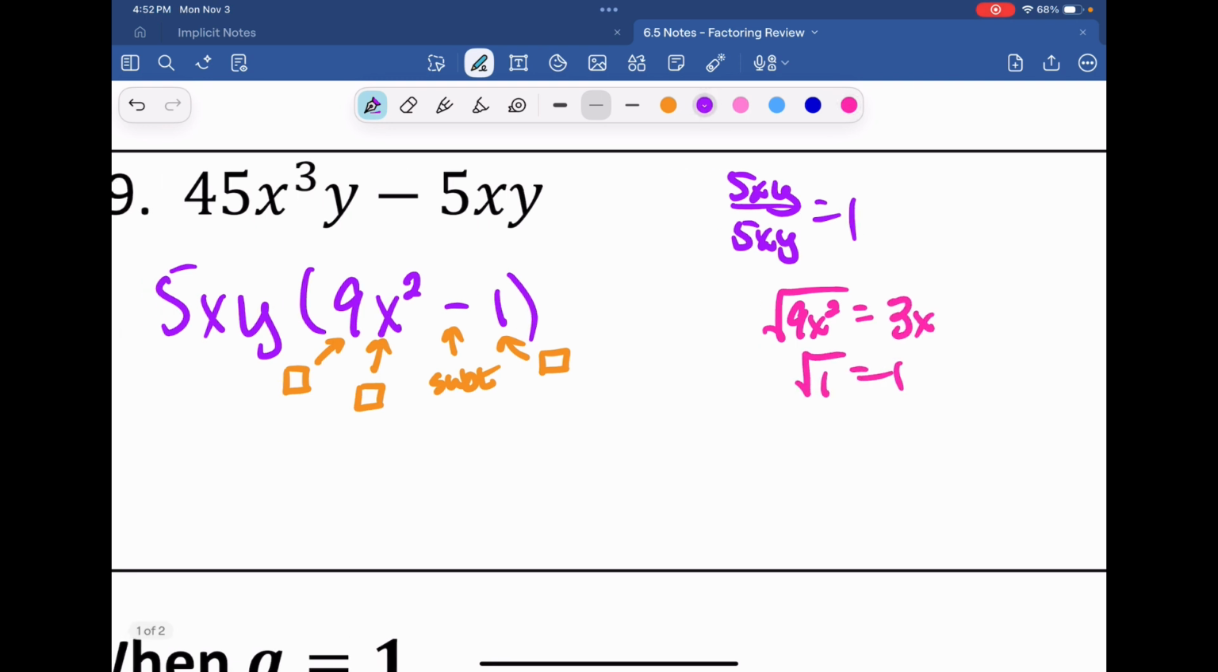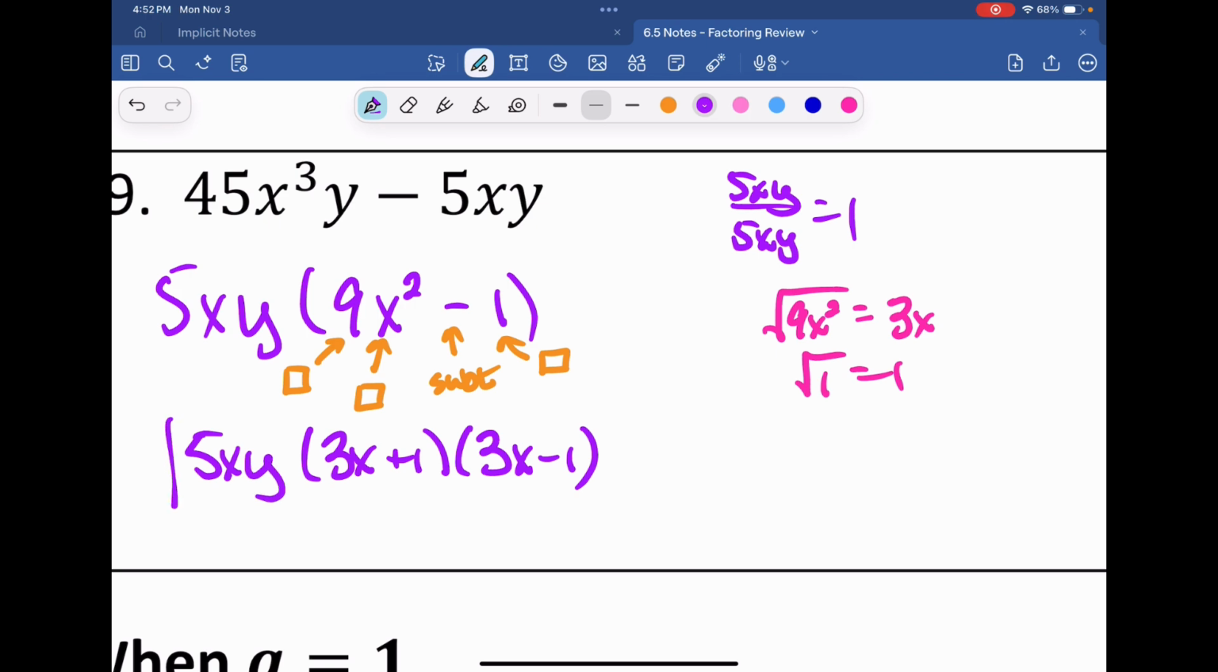So add and subtract the roots. And don't forget your original GCF.